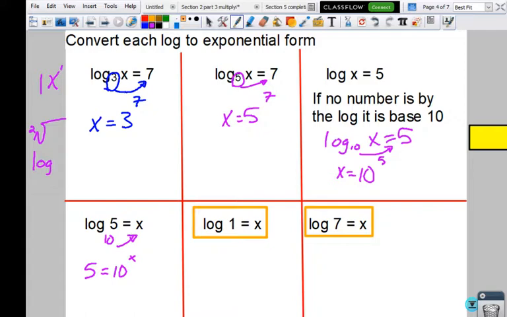Remember, if there is no base written on the log, the base is 10. We just learned that. You're going to simplify that, right, to 5, 10? No, I mean, you're doing it backwards. We're going the other way. We're going from log to exponential. So I'm just going to leave it like this: 5 equals 10 to the x.